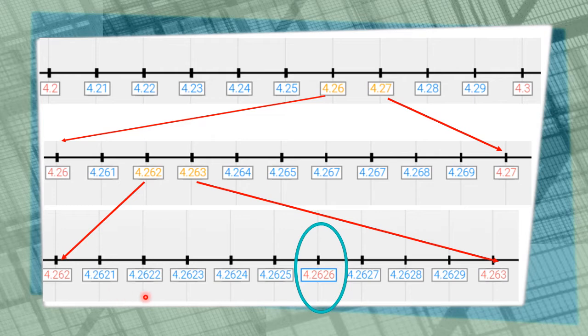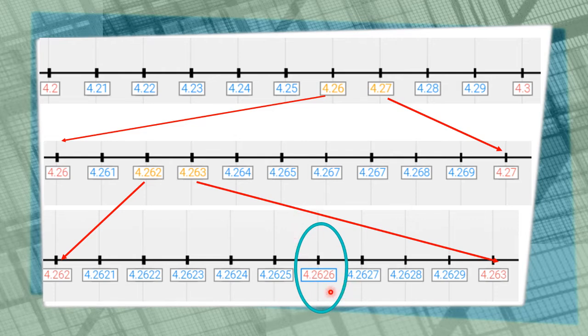The first one will be 4.2621. The next one 4.2622, and the next one 4.2623, and so on. Do you think we arrived at our answer? The number which is required is 4.2626, which is already on the number line.